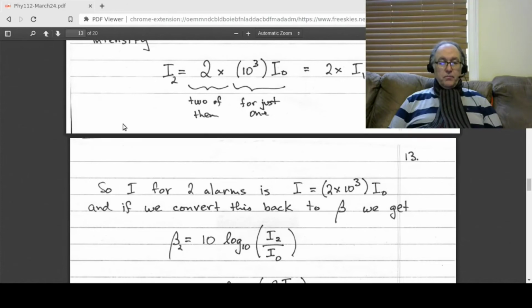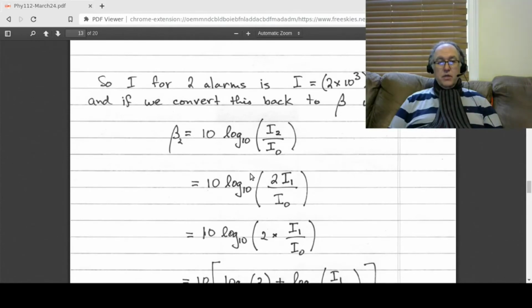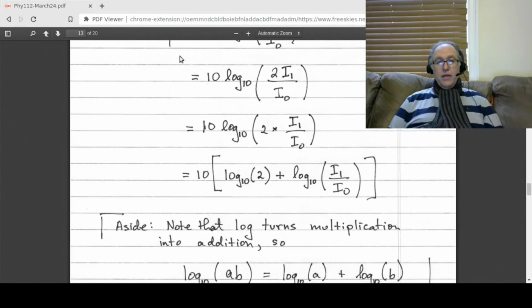All right, so now what? Well, now you can say, let's start here with, instead of beta 1, beta 2. So what's beta 2 going to equal? Beta 2 is going to equal 10 log to the base 10 of I2 over I naught. And if we substitute in our numbers, that's going to equal 10 log to the base 10 of, instead of I2, I could just replace that with 2 I1. And now let me write that as 10 log base 10 of 2 times I1 over I naught.